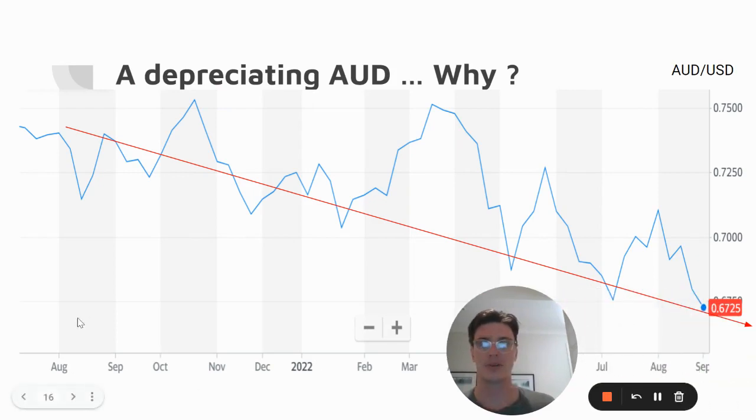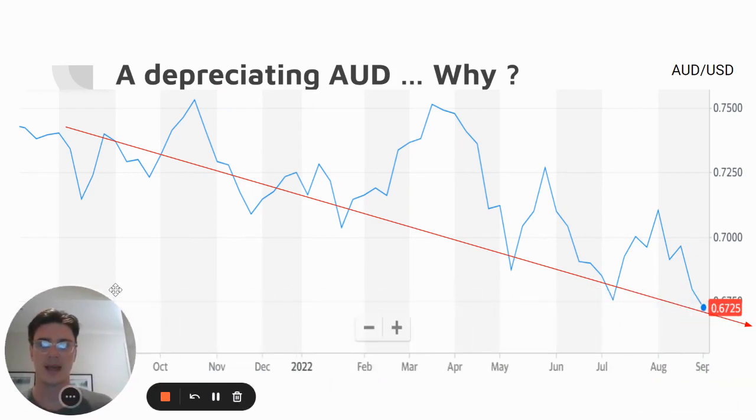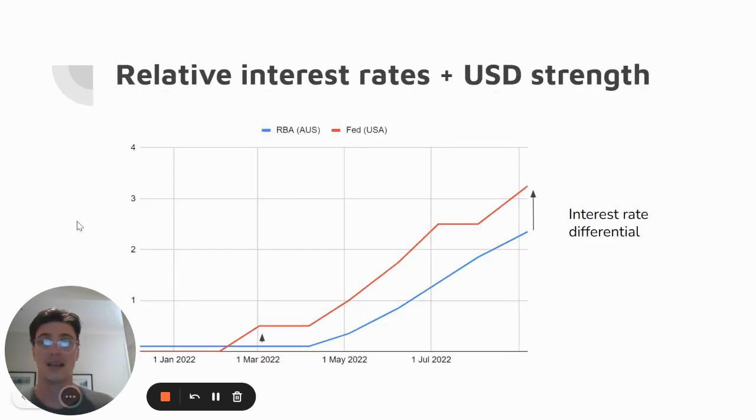We have a depreciating AUD. And I encourage you to think about why that would be. So the AUD could be an AD or an AS factor. Think about why that could be the case. And we're looking at the AUD in terms of the US dollar, so compared to the US dollar. And of course, the answer is in relative interest rates. So the interest rate differential between America and Australia.